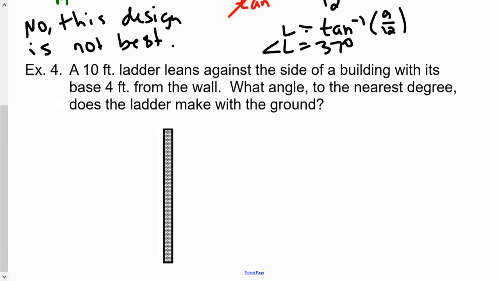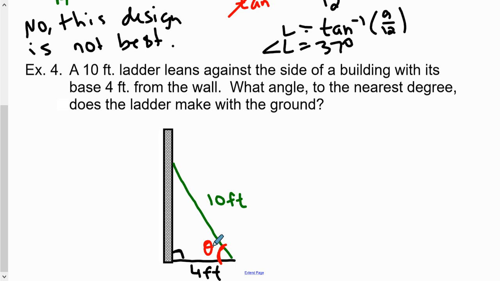All right, so here we have a brick wall. We'll draw our ladder in. It's propped up against there, and it's telling us that its base is 4 feet from the wall. So the length from the base of the wall to the base of the ladder is 4 feet. And the ladder is 10 feet long. So this green line, our hypotenuse in this case, is 10 feet. What angle to the nearest degree does the ladder make with the ground? So we're looking for this angle down here. Let's call that angle theta.